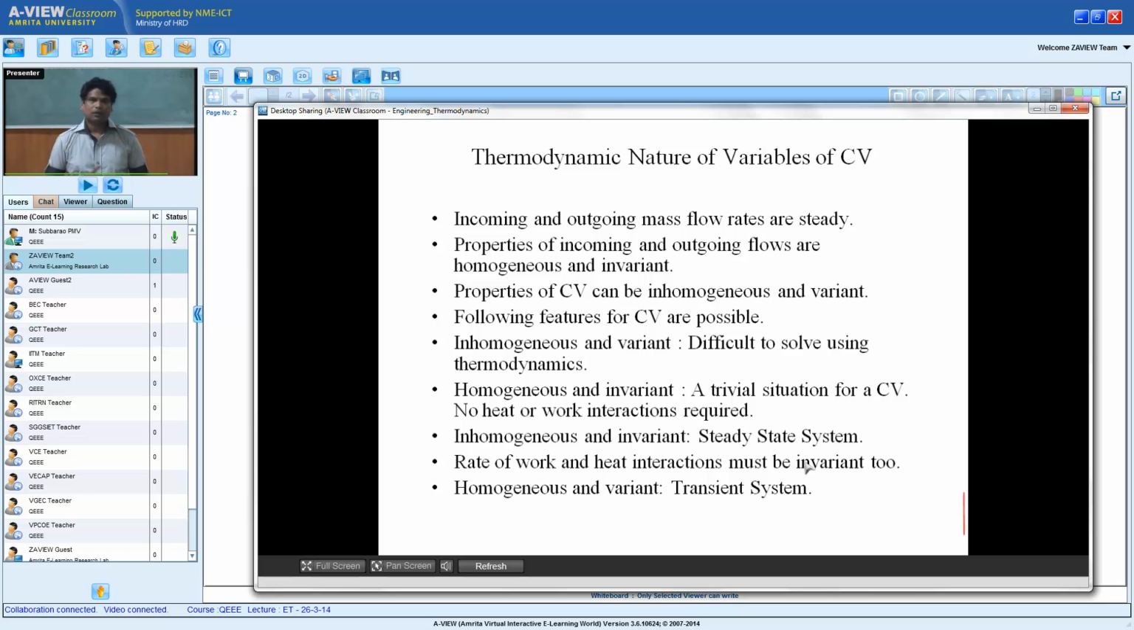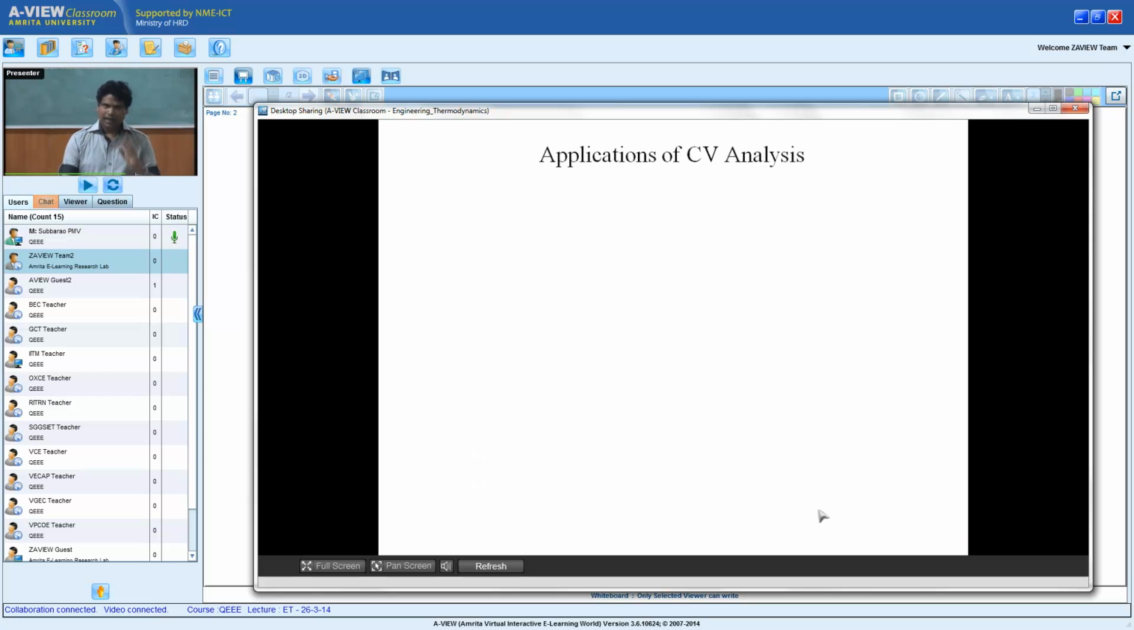The third one is homogeneous and variant, which is called a transient system. Generally in engineering and thermodynamics, we use these two: steady state systems and transient systems. I'll try to give one example, because steady state systems build the entire globe. Modern engineering has a lot of steady state systems, which is the reason I'm using this particular one. I'm giving one application of this, a means to estimate the size of engineering devices.